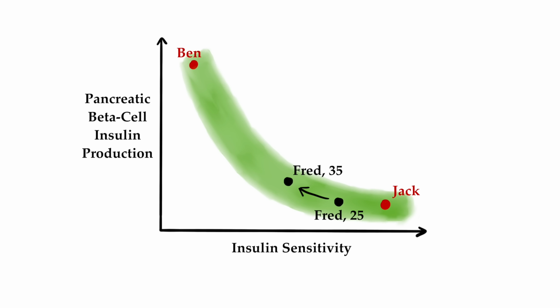Another 10 years later, and Fred is now 45 years old, and he has gained another 20 pounds. Now, to be clear, this could continue on this imaginary line where every time Fred gets more insulin resistant, his beta cells are able to produce more insulin. He wouldn't even know this is happening. Fred is not so lucky though.